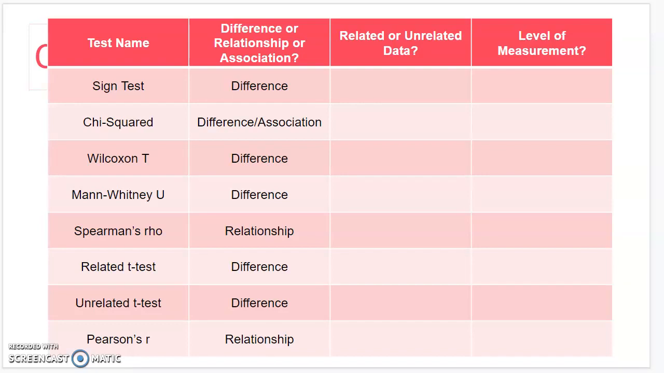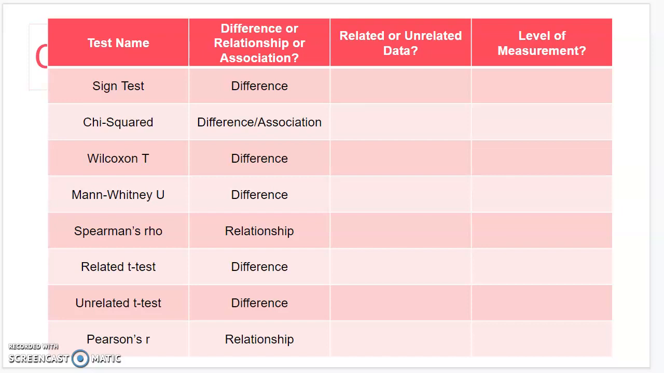Okay, so you can see here that the second column has been filled in. So your 2 correlational statistical tests, Spearman's and Pearson's, are the only 2 that are tests of relationship. The rest are all tests of difference.